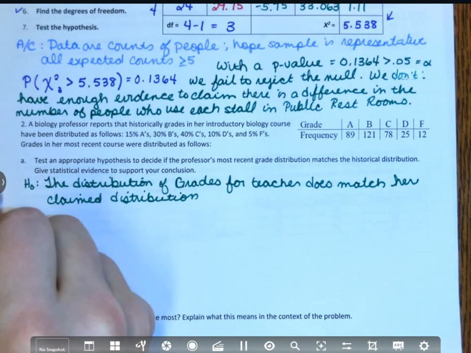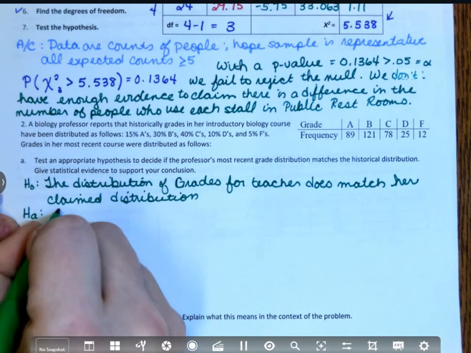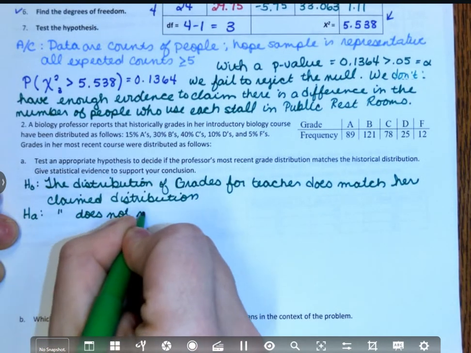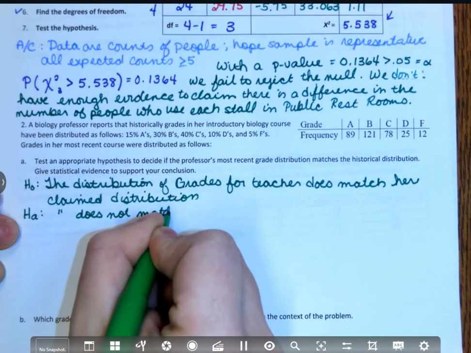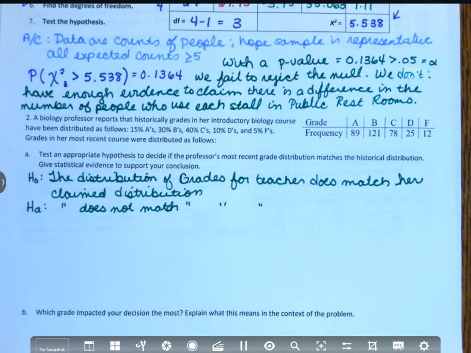What would be the alternative? Does not match. And then just the vertical quotes, because that says bring it down, bring it down, bring it down. All right. So what next?